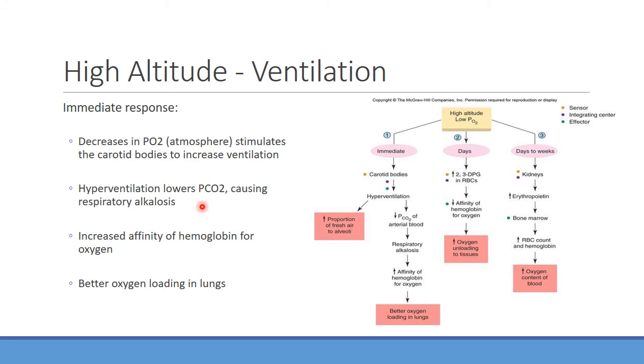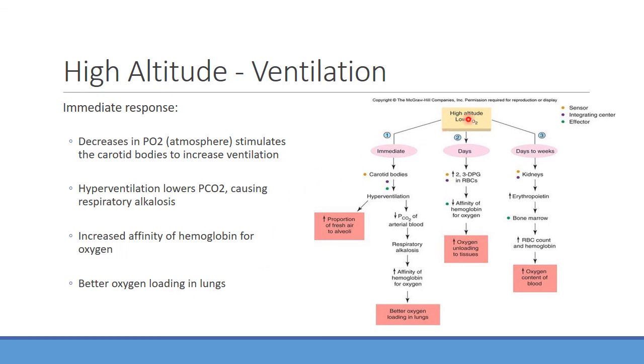Okay, this means that by causing that alkalosis, especially on the pulmonary side, you're going to have that increased affinity of hemoglobin for oxygen, which means you're going to have that kind of leftward shift of the oxyhemoglobin desaturation curve. Okay, this means you're going to get better oxygen loading within the lungs, which means you're going to be able to utilize the oxygen a little bit more efficiently. Okay, so it's kind of an immediate thing that you're going to end up seeing there.